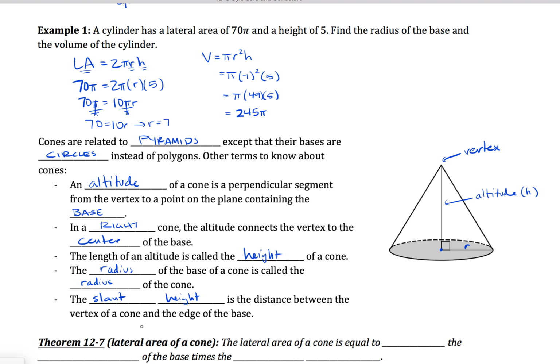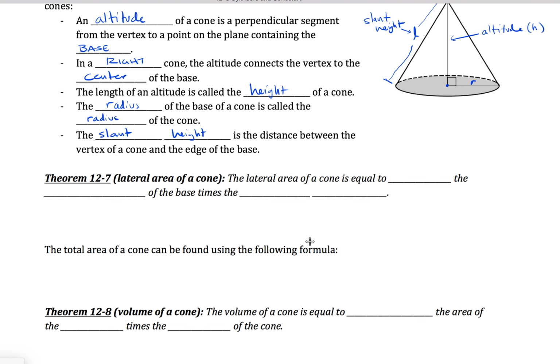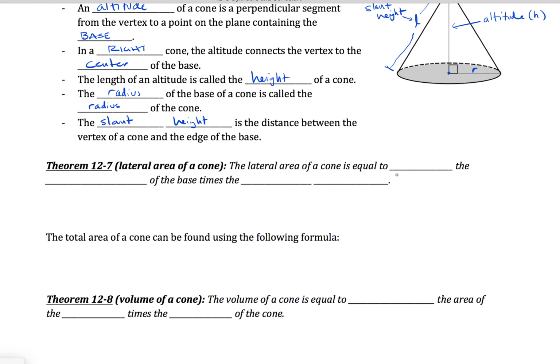It's the distance between the vertex of the cone and the edge of the base. So if you're looking at this cone right here, this distance right here from this point down to where the circle is, that is our slant height, which we're still going to use L for, but just to kind of make a note, that is slant height. So we have the altitude or the height, the radius, and the slant height of a cone. And those are the 3 things we need to know about a cone in order to do the lateral area, total area, and volume. So let's take a look at those.